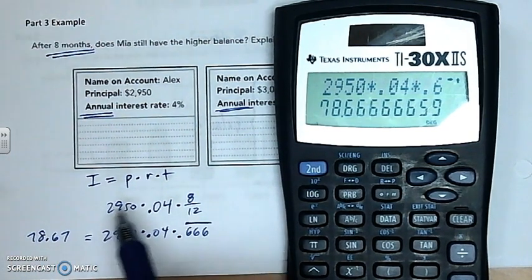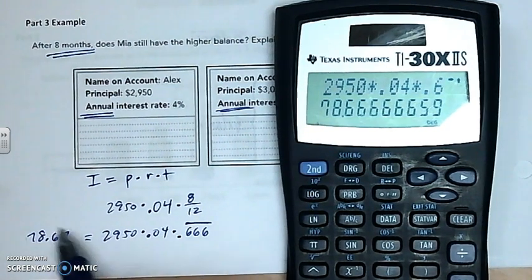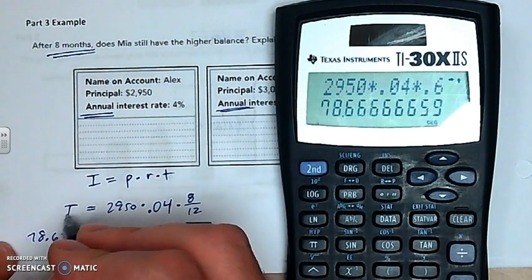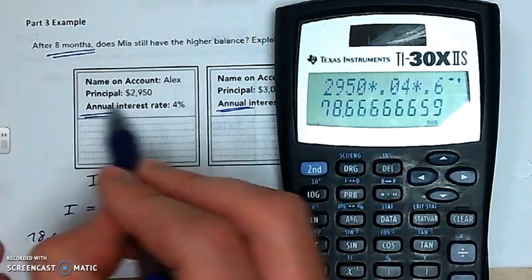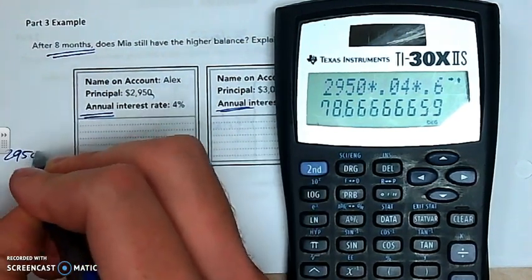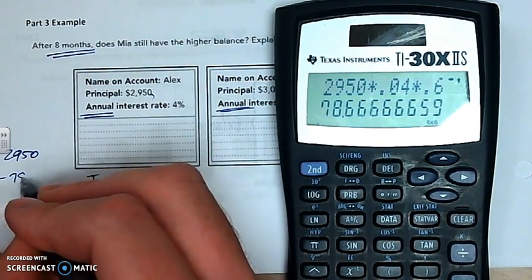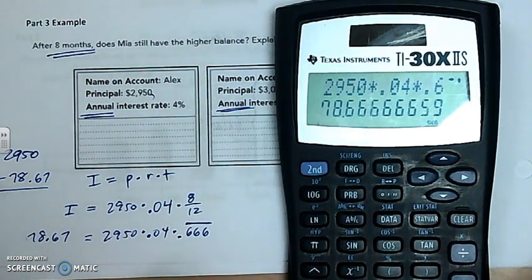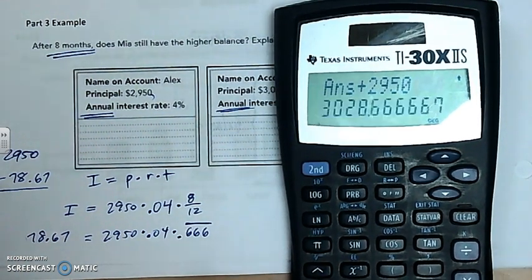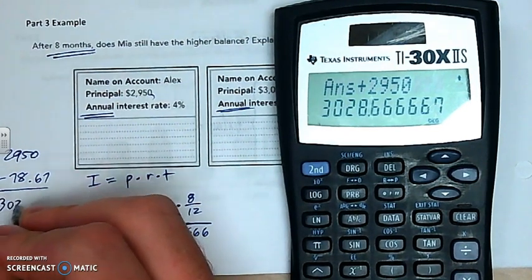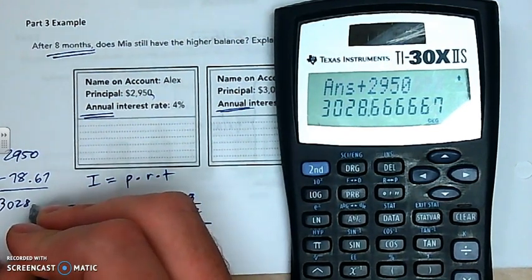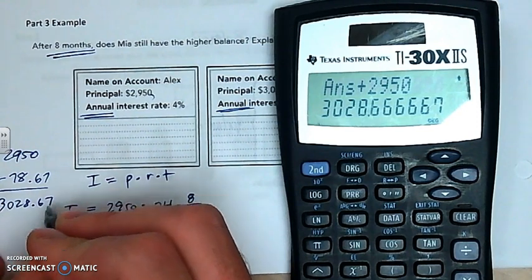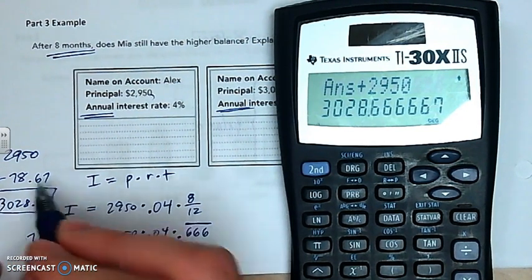However, what's his balance going to be? It's not just going to be this. That's just the interest he's earned, right? That's just the interest. So let's add that to the principal. $29.50 plus $78.67. I'm just going to add this answer plus $29.50 to the original balance. And Alex right now has $3,028.60, roughly 67 cents. That's his balance.